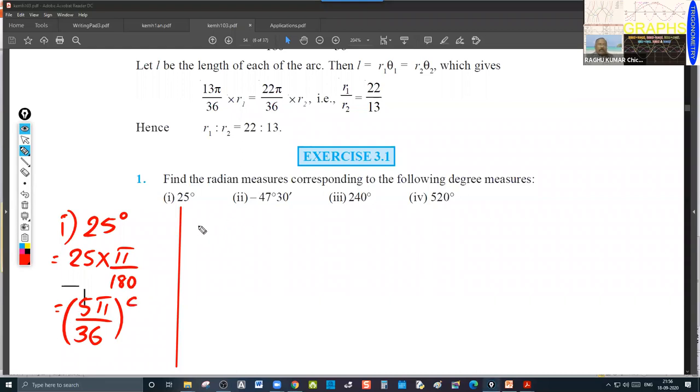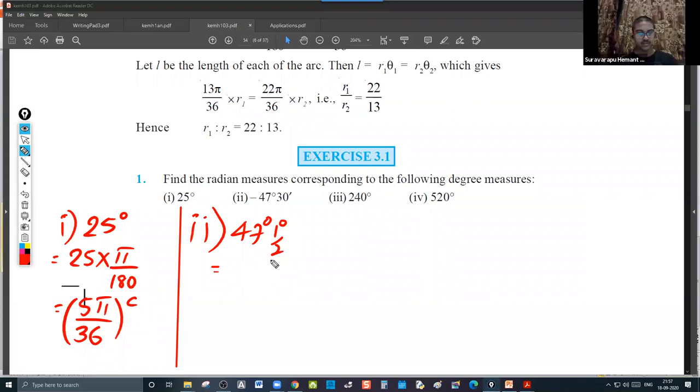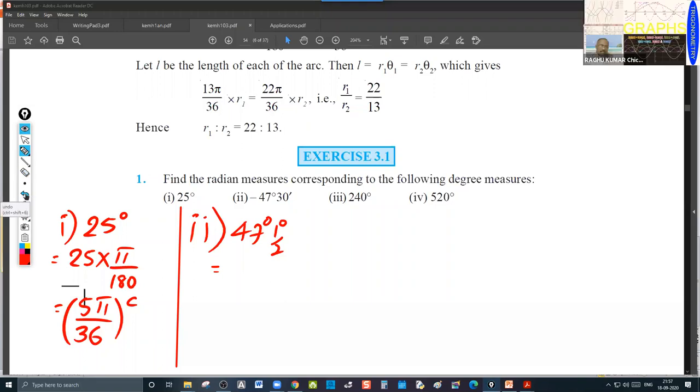Number two, 47 degrees, 30 minutes. What I suggest, write this 47 degrees as it is and 30 minutes as half degree. Correct, no? Now convert this mixed fraction. So, minus 47. I think it is a printing mistake. Anyway, you can take it, no problem. Take the minus. What is the minus used for, you tell me, Maurya? Good, when you measure in a clock. Very good, that's correct. Let us take minus only, no problem.